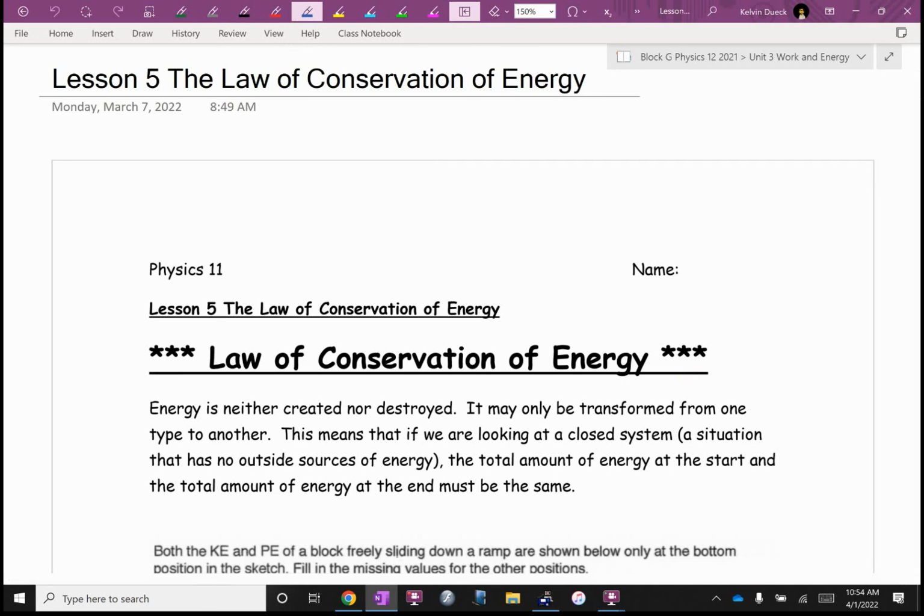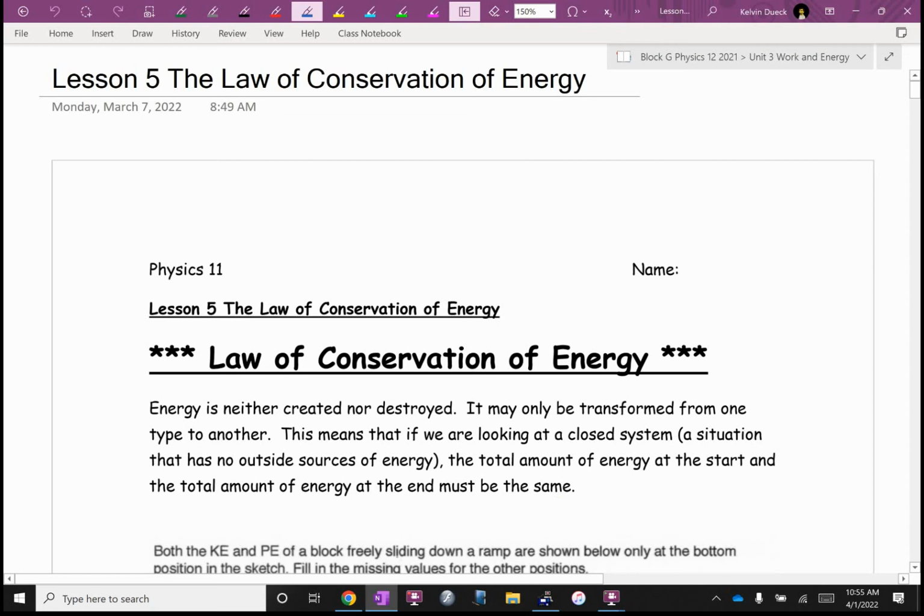So after all that, then, what is the law of conservation of energy? It says this: energy cannot be created nor destroyed. You can only transform it from one type to another. What this means is, if we're looking at a closed system where there's no outside sources of energy, it's not plugged into a power outlet, we're not adding gasoline, the total amount of energy at the start and the total amount of energy at the end must be the same.